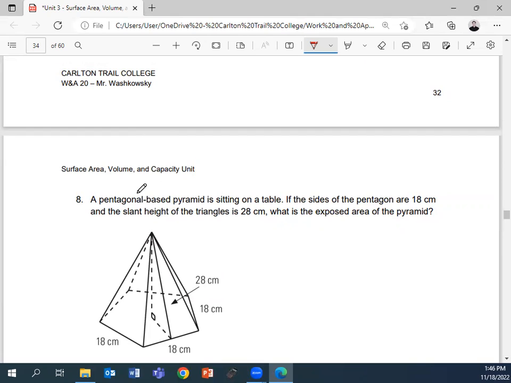Again, I'm not going to make you memorize the names of shapes. That's fine. So number 8 on page 33, a pentagonal based pyramid, 5 sides. Literally just write that, 5 sides. There's 5 triangular sides and the bottom here.